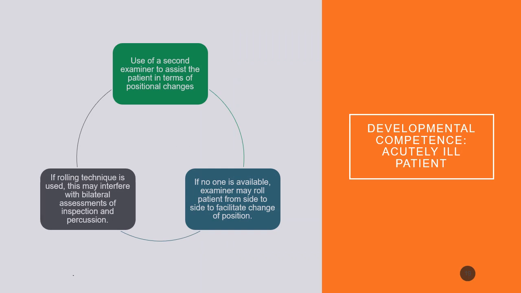When you're caring for a patient who is acutely ill, it's important to consider always taking a second person in with you to help with position changes. This will make your assessment more accurate, and it will decrease patient fatigue and discomfort. If no one is available, you can log roll the patient from side to side and then assess one side at a time.